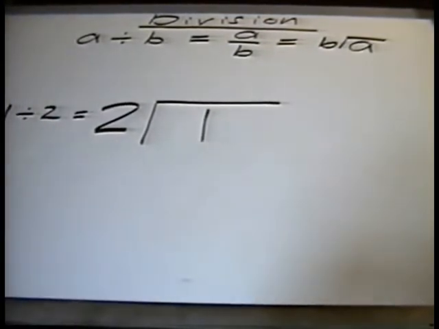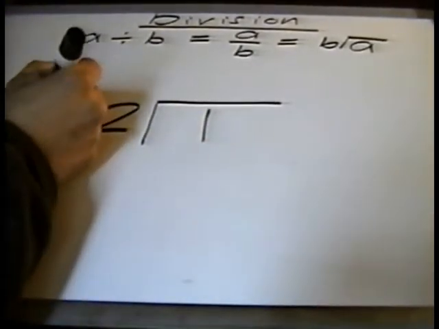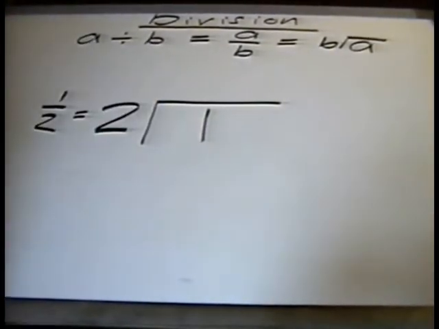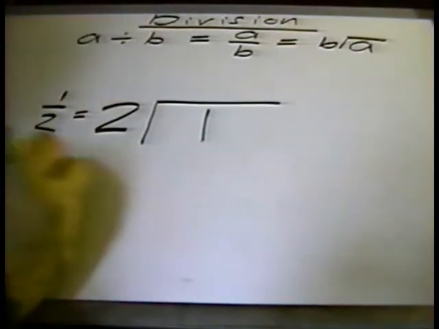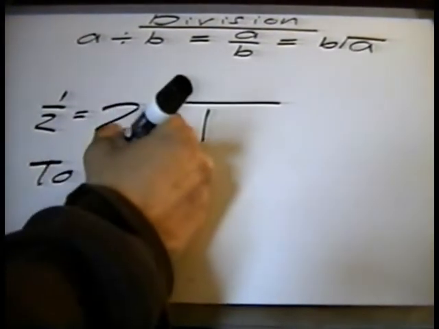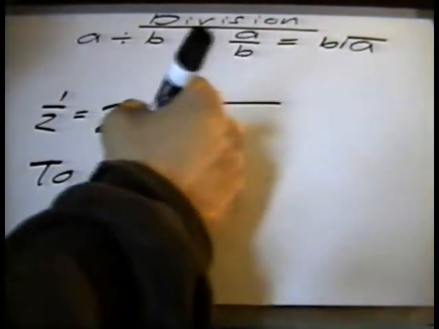Now we want to divide 1 by 2. We want to divide 1 by 2, or the fraction 1/2. We're going to convert the fraction to a decimal.